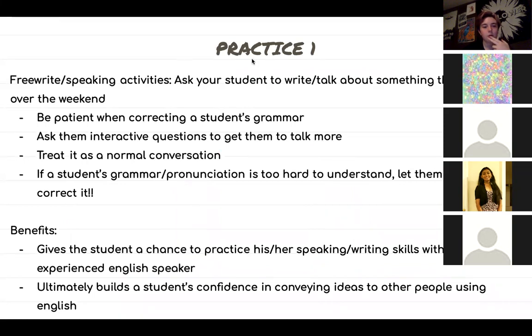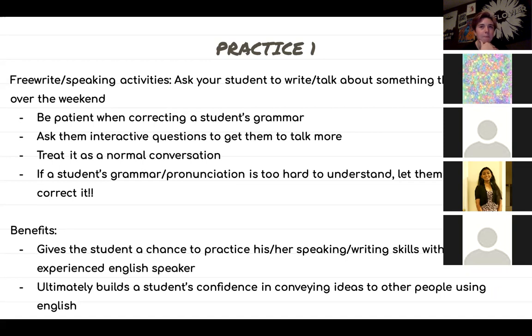For practice 1, this is a free write or speaking activity. Ask your student to write or talk about something they did over the weekend. A lot of the time you'll probably use this at the beginning of the class, normally just as a speaking prompt. But of course, you can have this as a more long-term passage writing. Be patient when correcting the student's grammar.